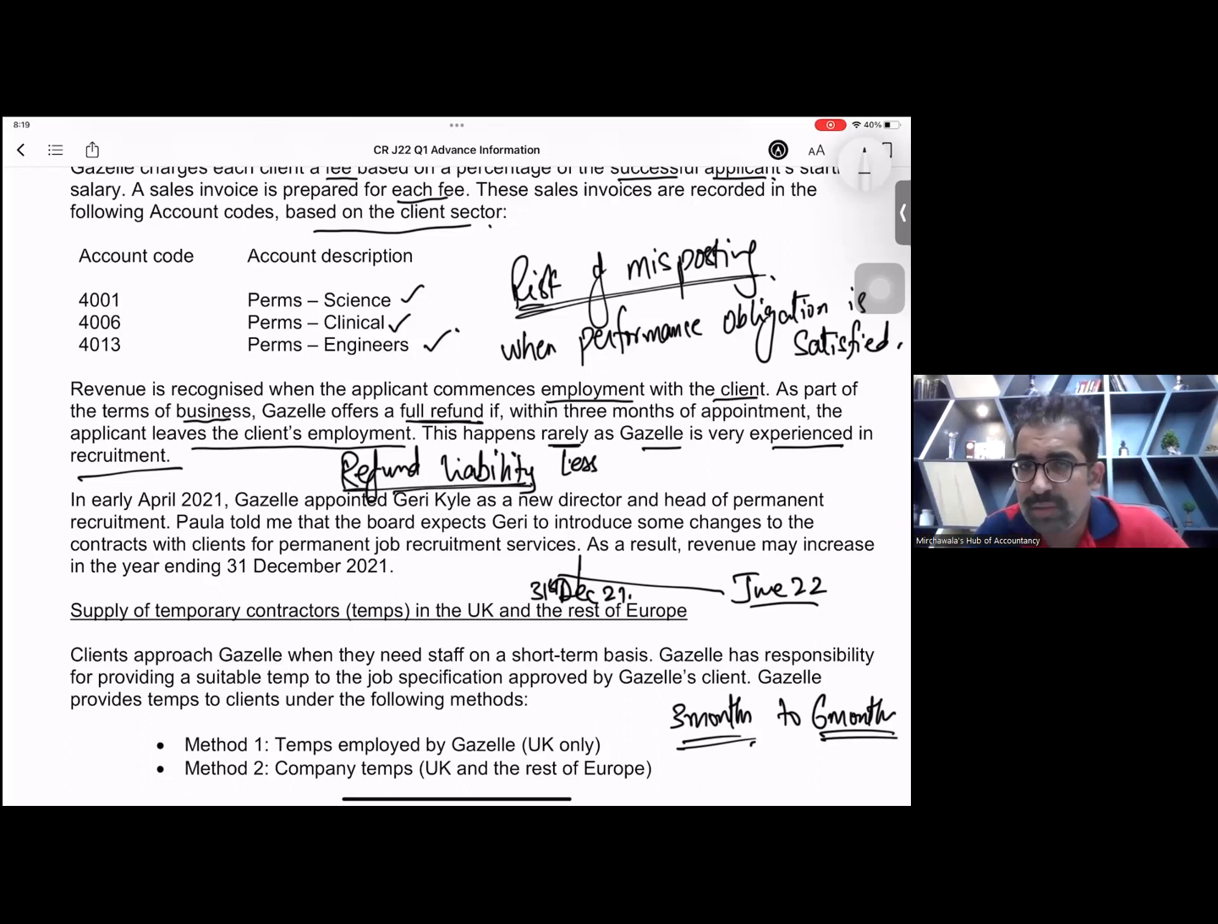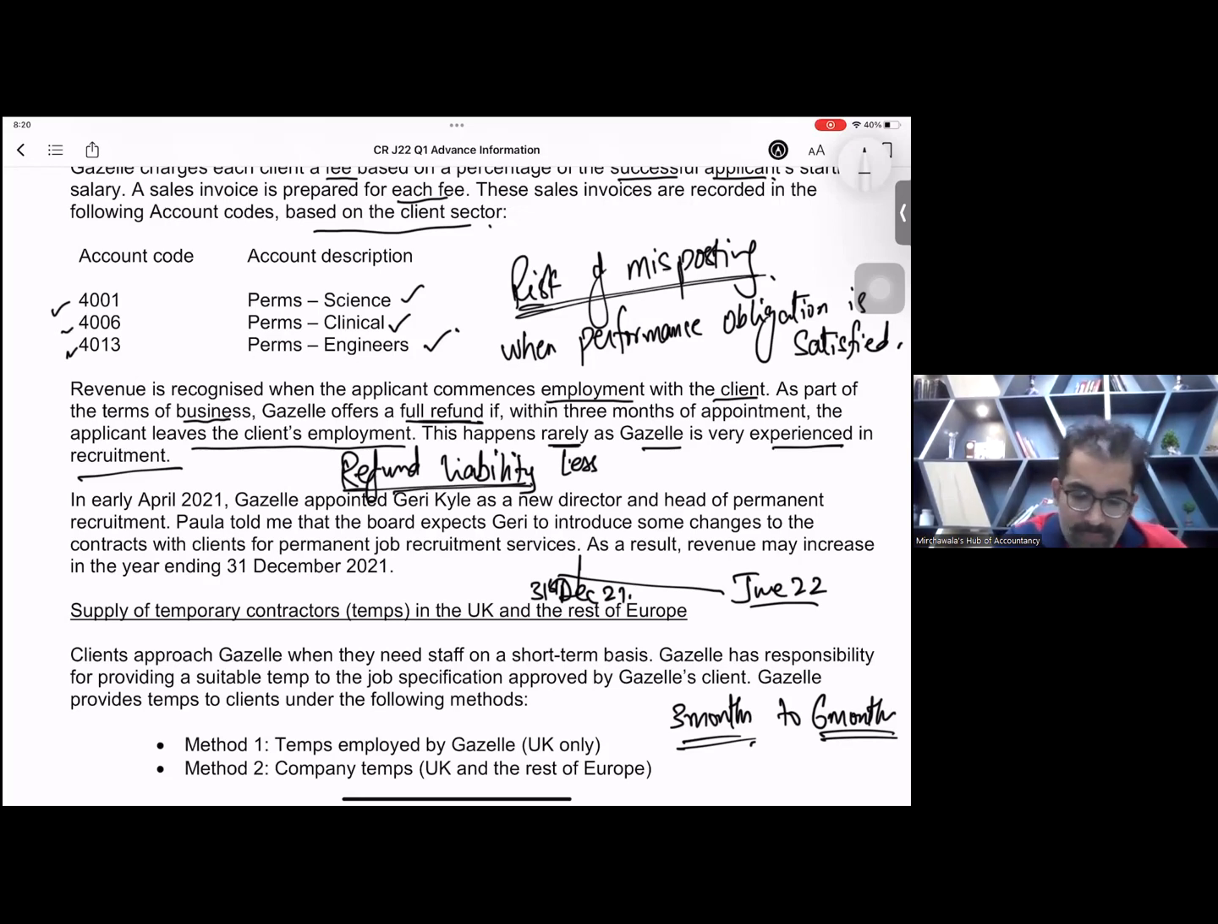It is a possibility. One more thing I would like to discuss: see, these codes are similar: 4000, 4000, 4000, 4001, 4006, 4013. I just told you there is a risk of misposting. If you mispost anything, there is a possibility that the whole revenue chain will be booked wrong. Why? Because our revenue booking policy is different for science, different for clinical, and different for engineers. So if you change the class, the whole thing for revenue will be disturbed, okay?